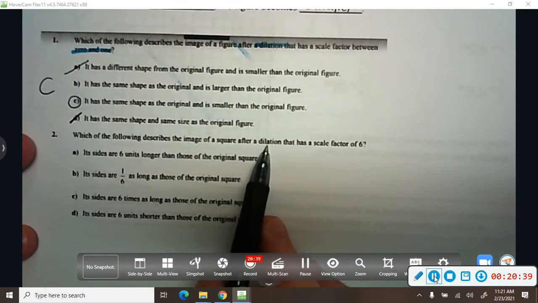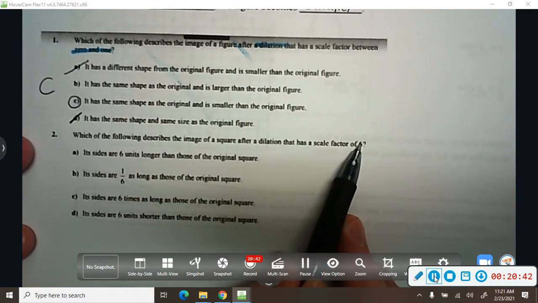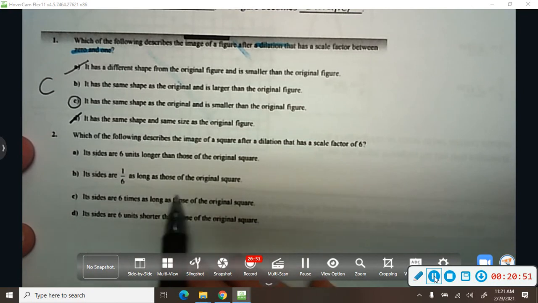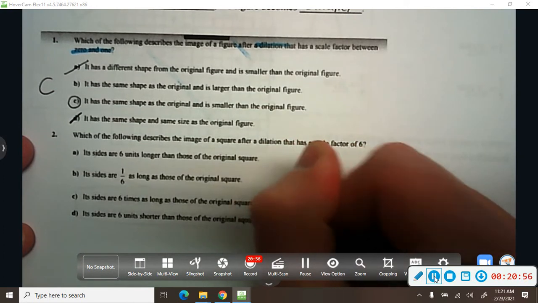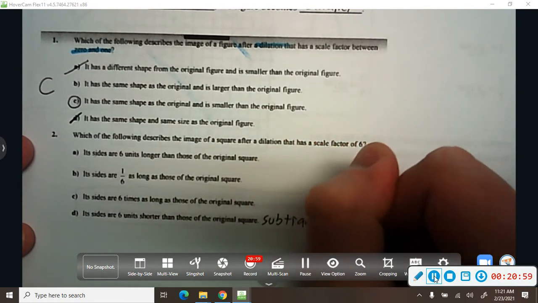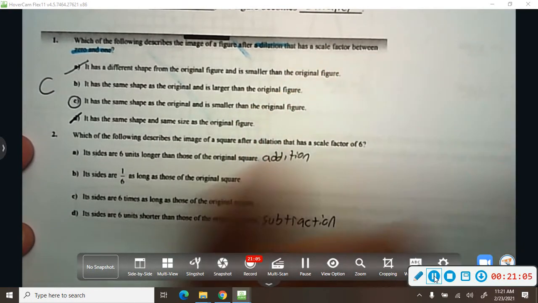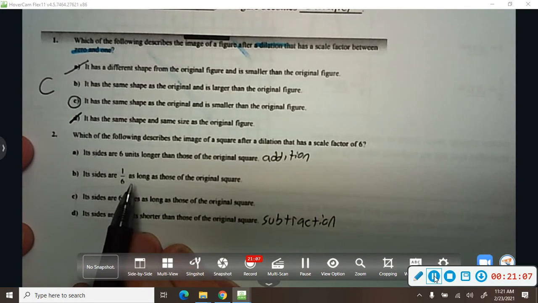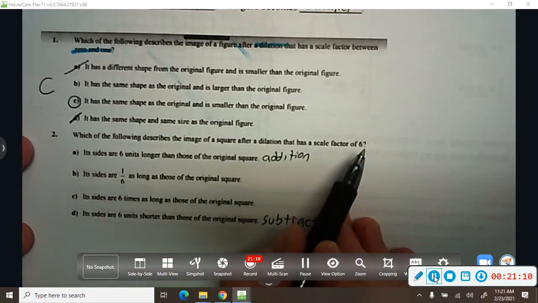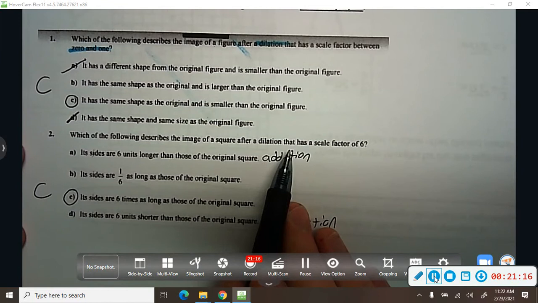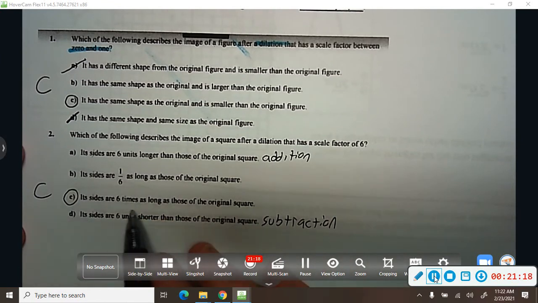Now what about if you dilate with a scale factor of 6? Its sides are 6 units longer. Its sides are 1/6 as long. Its sides are 6 times as long. Or its sides are 6 units shorter. This would be a subtraction. This would be addition. 1/6 would make it smaller. 6 is supposed to get bigger, so I would choose 6 times as long. So if you have a dilation with a scale factor of 6, it makes it 6 times as long.